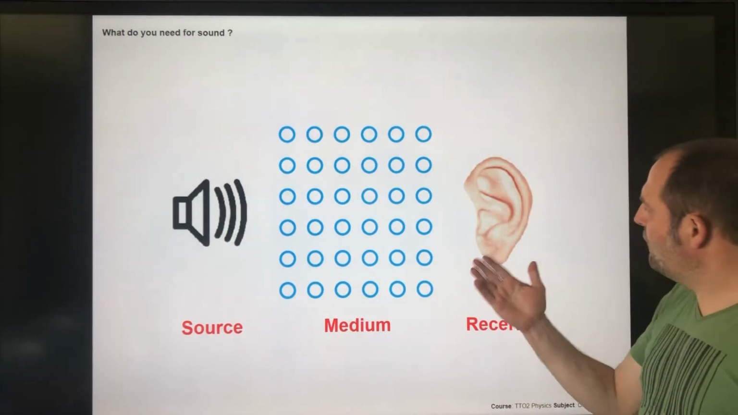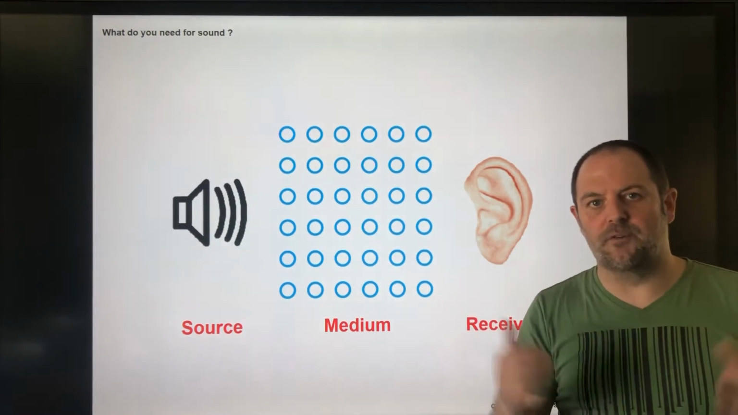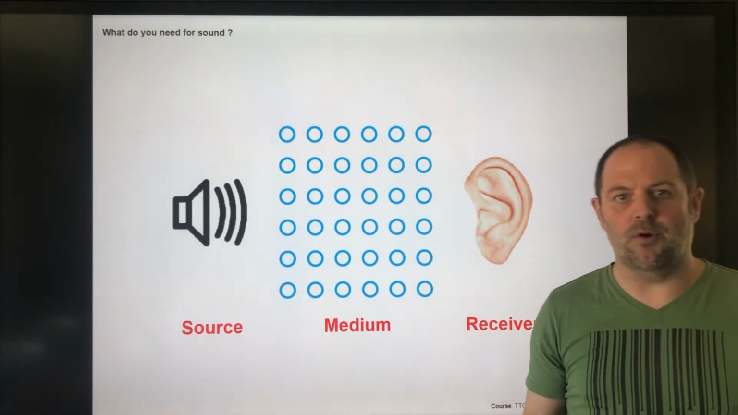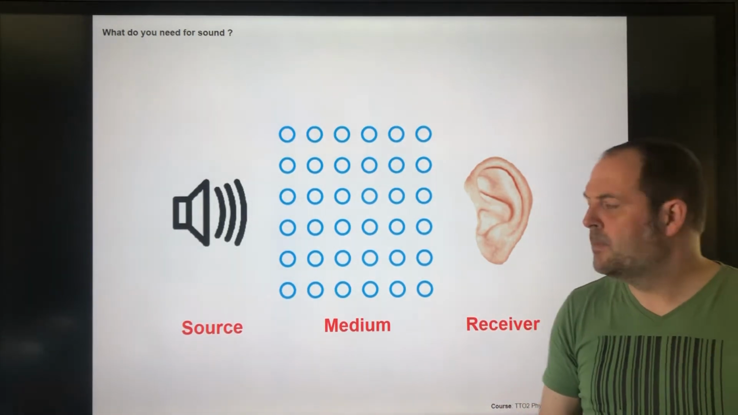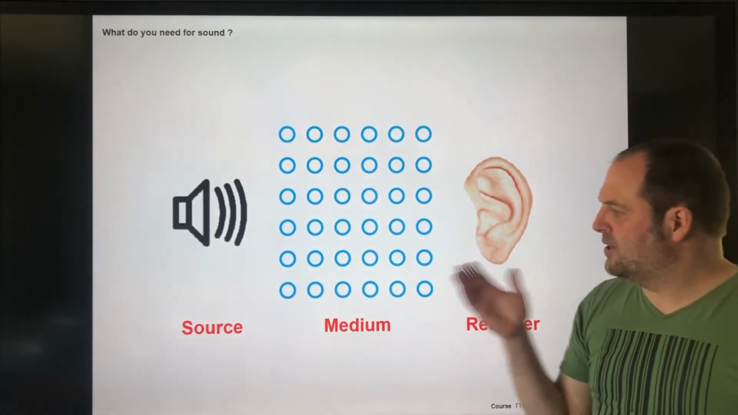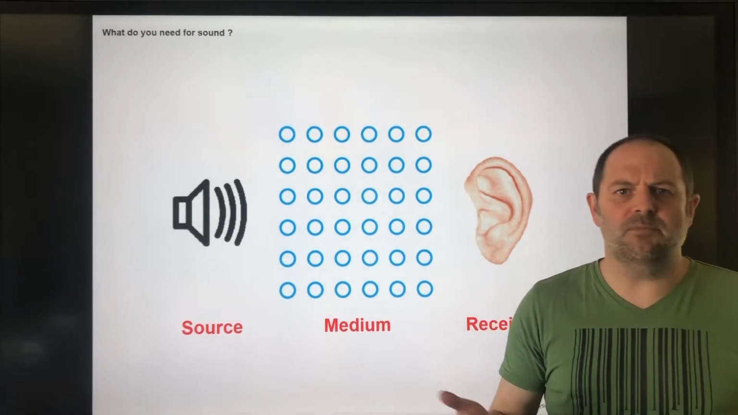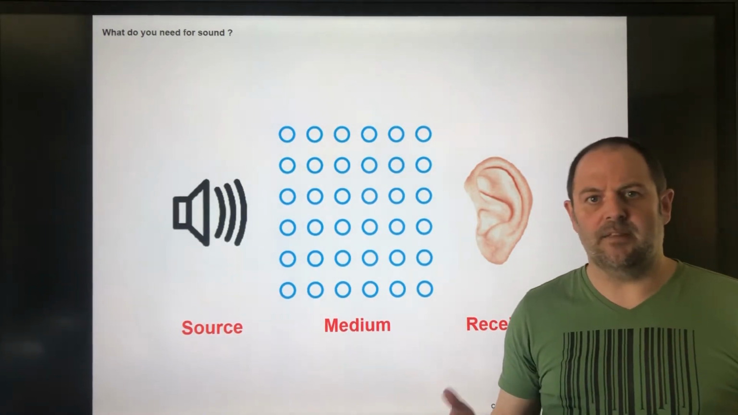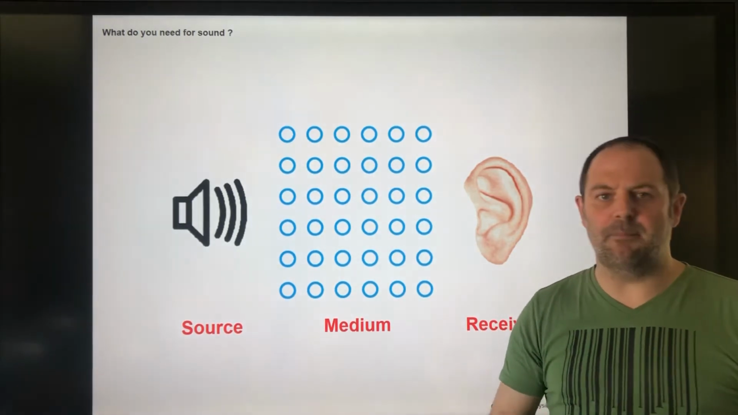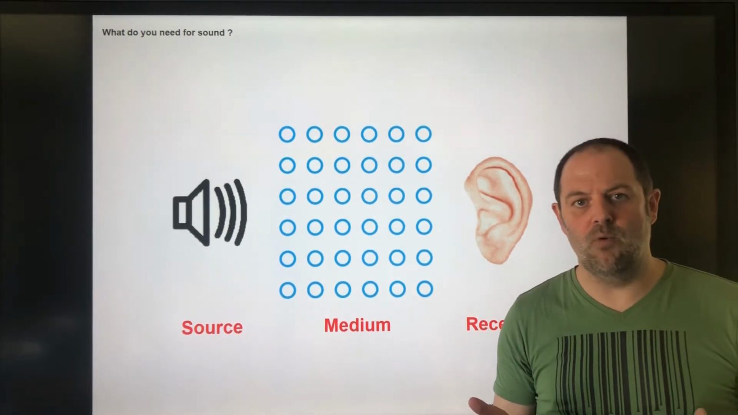Of course, you need something to pick up the sound. That is your ears, of course, but also a microphone or your cell phone can be used as a receiver. In between the source and the receiver, there needs to be some kind of a medium. And the medium is just a word for some kind of substance that there needs to be. It can be a solid, it can be a liquid, it can be a gas, but it can't be a vacuum. And that's important to remember.